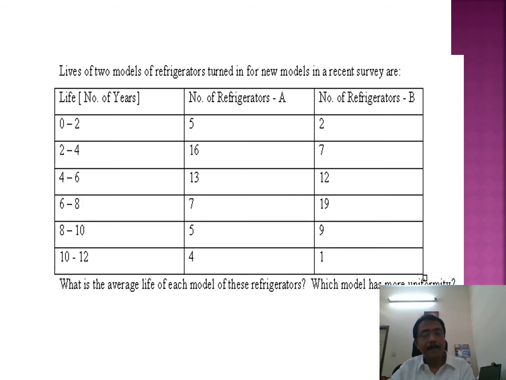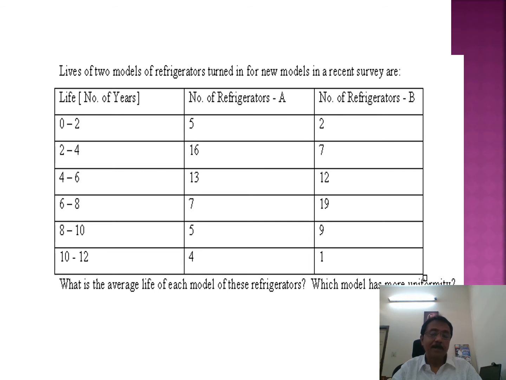Regarding A, out of 60 refrigerators, 5 had lifetime 5 years and 16 had lifetime up to 4 years. Likewise, information is provided. Regarding B also, the information is provided. Refrigerator B: 2 having lifetime 2 years, 7 having 4 years, and 1 having 12 years.